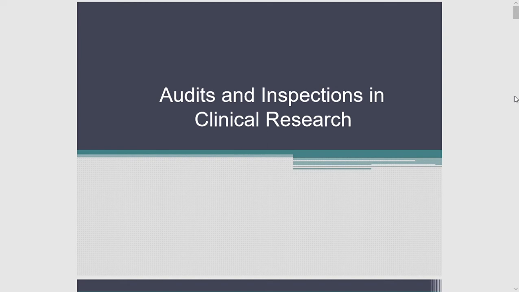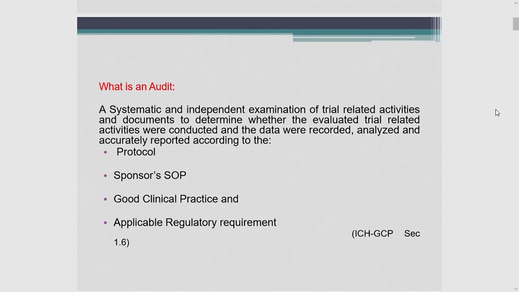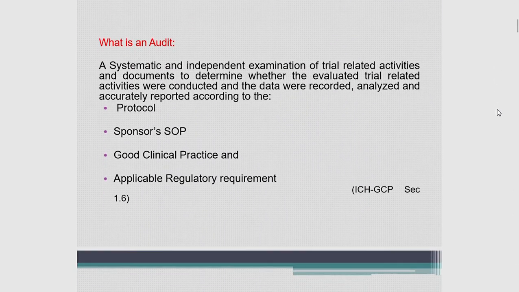Audits and inspections in clinical research. What is a GCP audit? It is a systematic and independent examination of trial-related activities and documents to determine whether the evaluated trial-related activities were conducted and the data were recorded, analyzed, and accurately reported according to the protocol or sponsor's SOP and good clinical practice guidelines and applicable regulatory requirements.